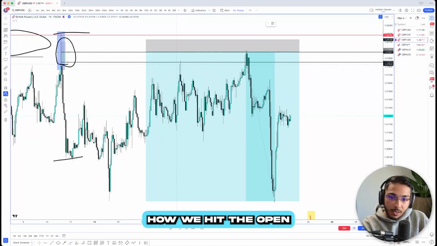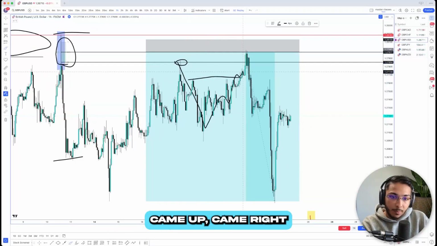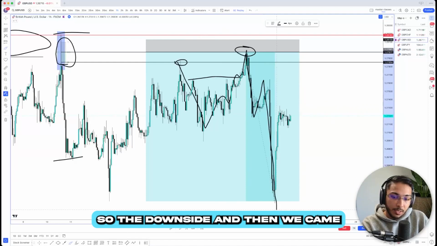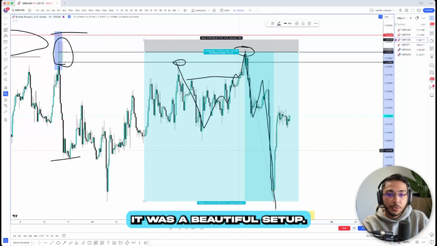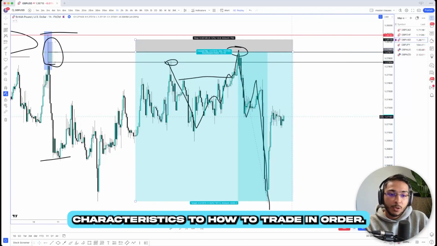Now, we didn't know at which point the volume really resided. Notice how we hit the open and we had a reaction, but price came back up, broke structure once again, came right to that 50%, triggered it, and that gave us the real reaction to the downside. And then we took out these previous lows. It was a beautiful setup. And those are some of the key characteristics of how to trade an order block.